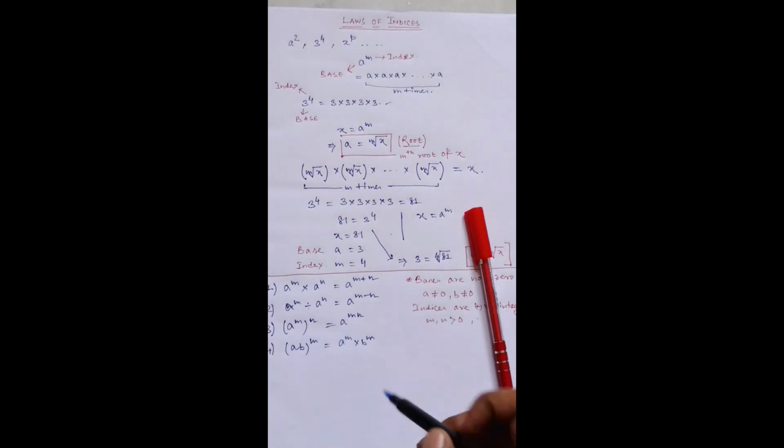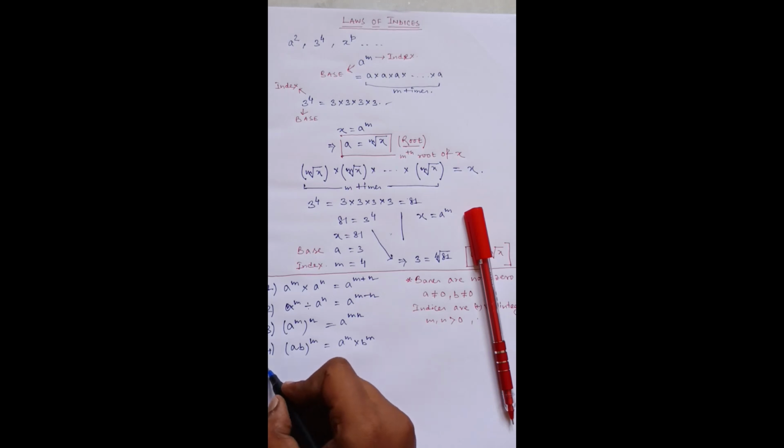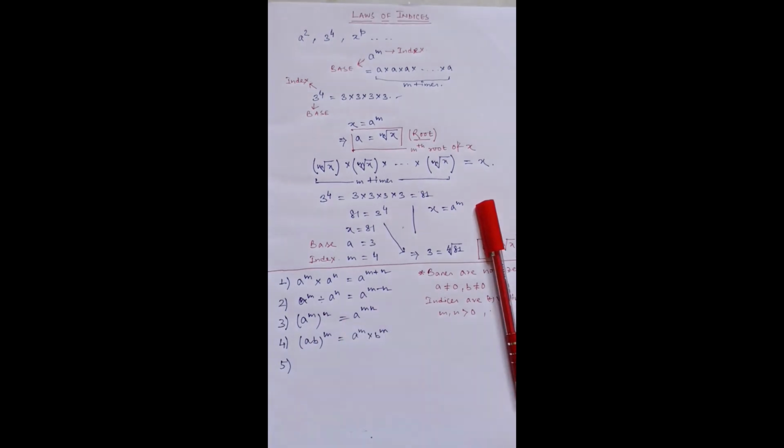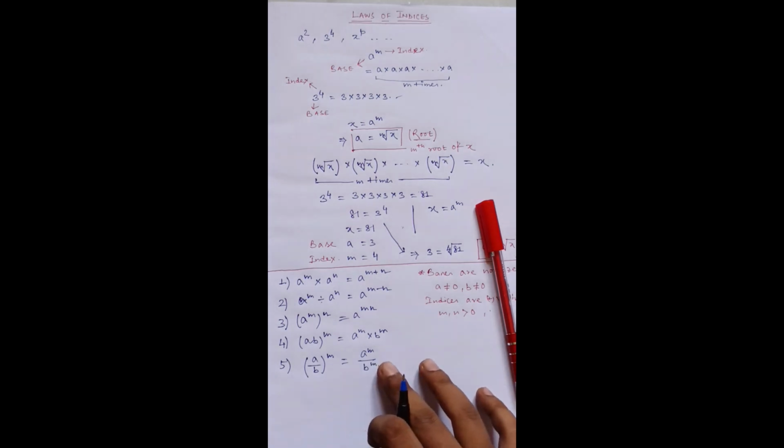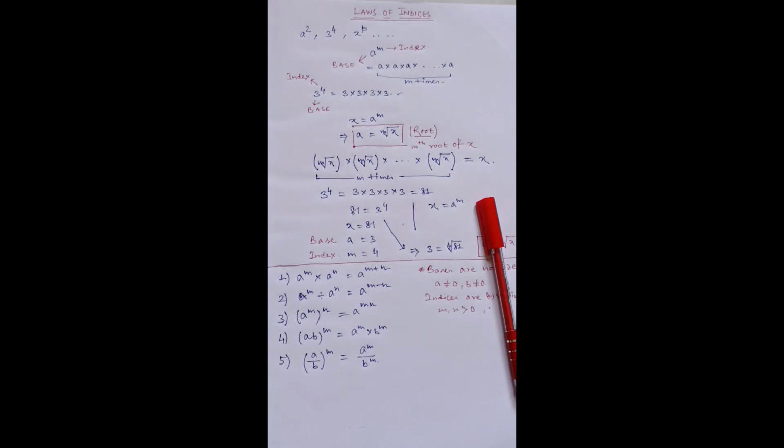Now go to the fifth one. A by b whole to the power m is equal to a to the power m divided by b to the power m. In the later part of this series of lectures, we will study the formulas and go into the depth.